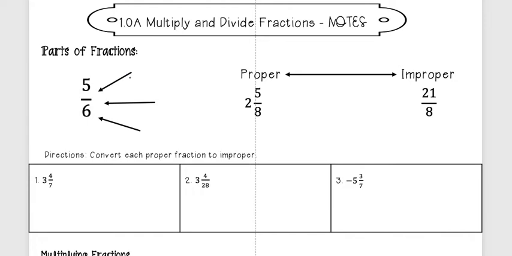Okay, so for this first video, we are going to be talking about parts of fractions. Here I have a fraction, 5/6. This 5 is in what we call the numerator. This bar that you see here is called the fraction bar, and you can think of this as division. So when you see a fraction, that's really just saying 5 divided by 6. You can think of it either way. And then that 6 is in the denominator.